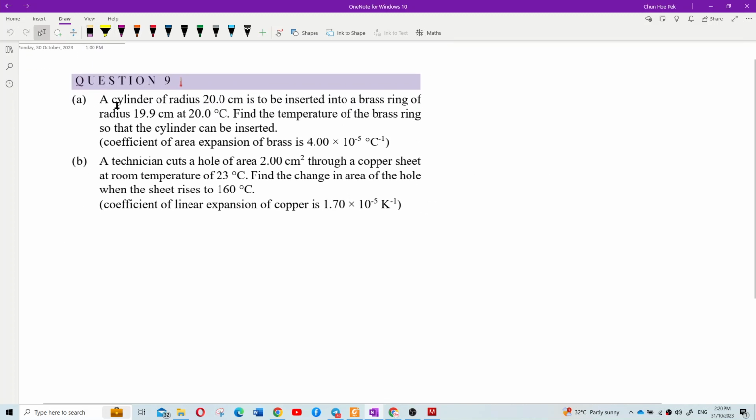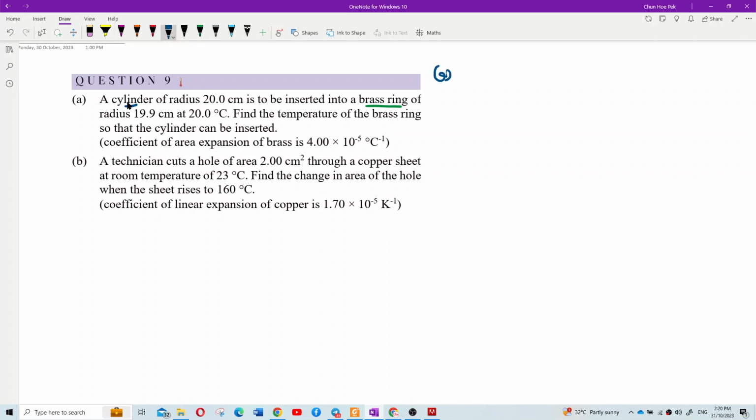A cylinder of radius 20 cm is to be inserted into a brass ring of radius 19.9 cm at 20 degrees Celsius. Find the temperature of the brass ring so that the cylinder can be inserted. Coefficient of area expansion of brass is 4 times 10 to the negative 5 per degree Celsius. Do you understand this statement? There is a cylinder and there is also a brass ring. Maybe I can draw it out.